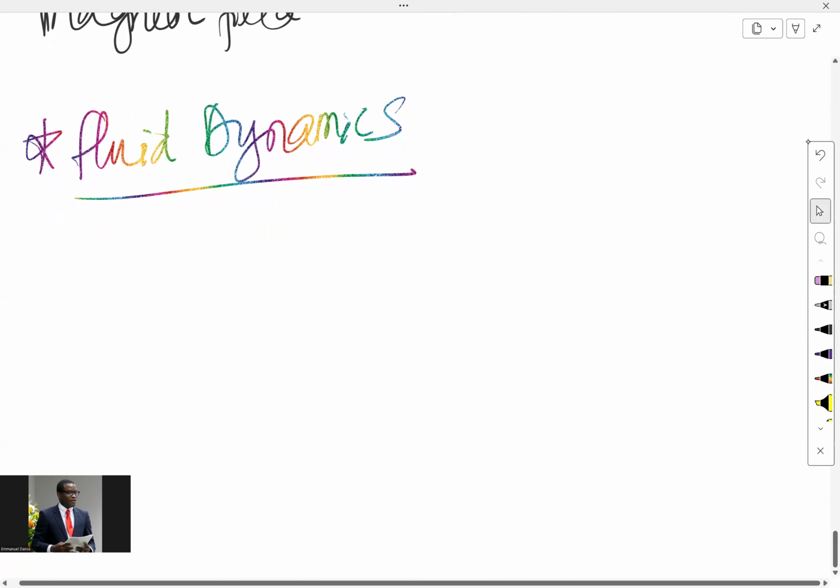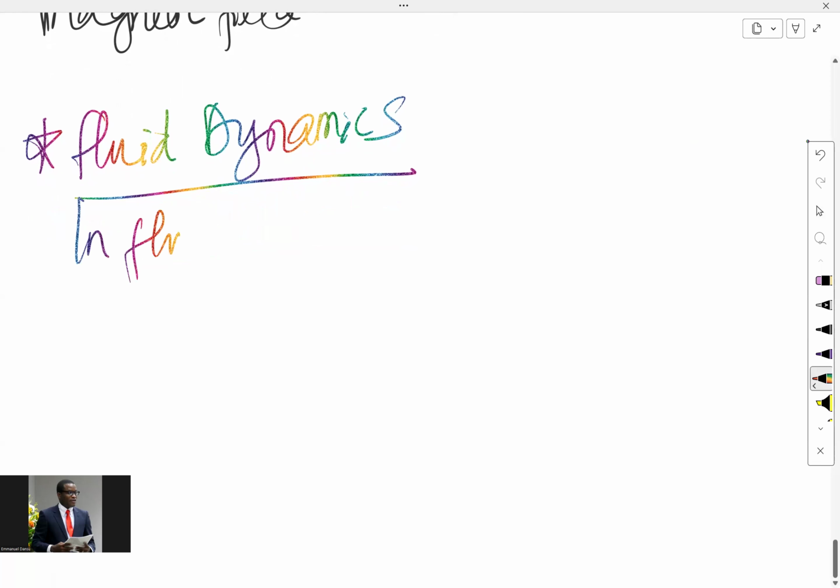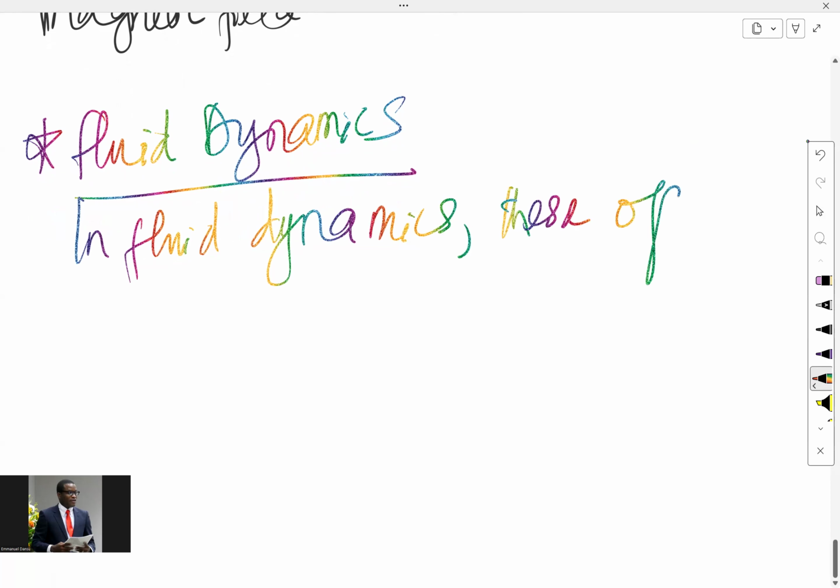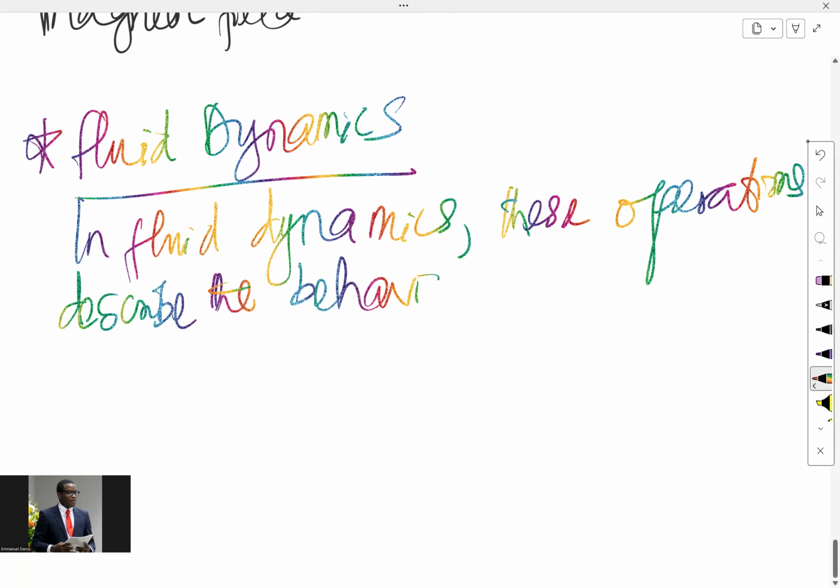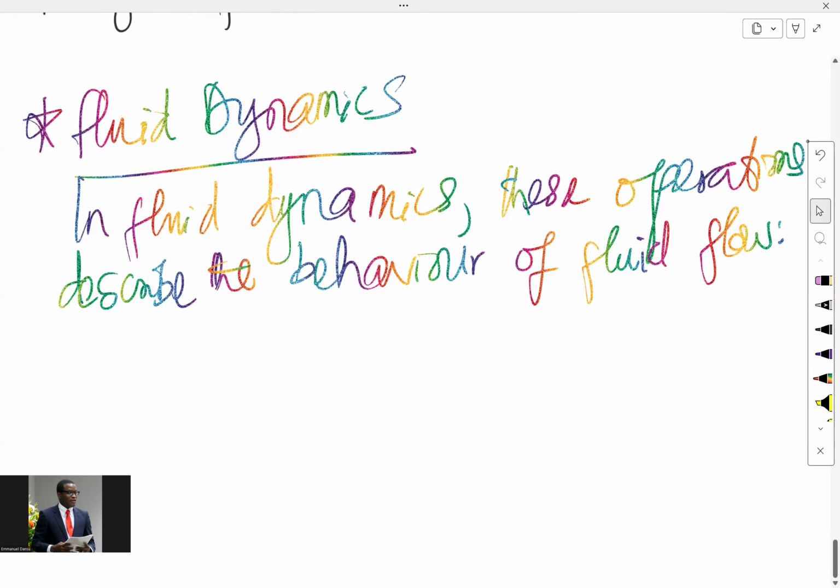So talking about fluid dynamics now, in fluid dynamics, these operations describe the behavior of fluid flow. First of all, talking about divergence.